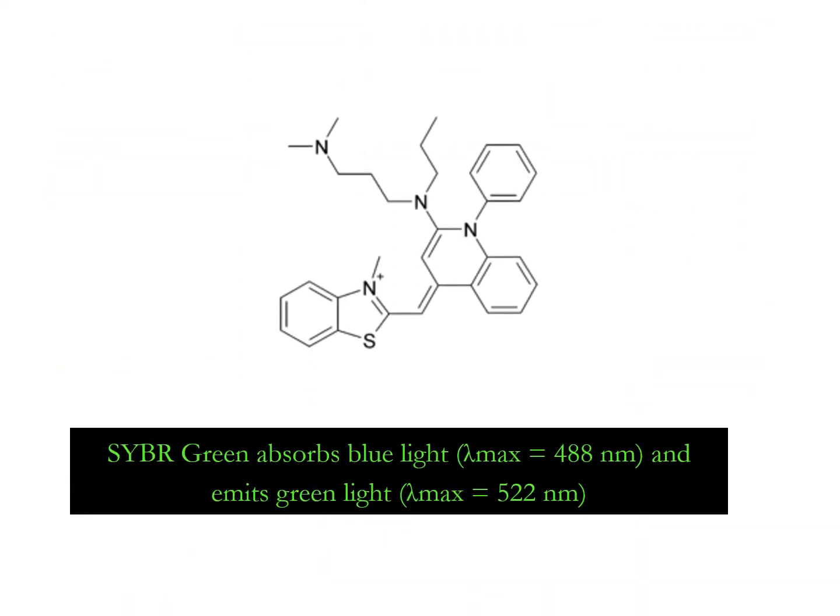One of the most commonly used fluorophores in RT-PCR is the SYBR green dye. SYBR green absorbs blue light at a wavelength of 488 nanometers and emits green light at a wavelength of 522 nanometers. This absorbed wavelength is provided by the optical system, and the emitted fluorescence is detected using a fluorescent detector array.